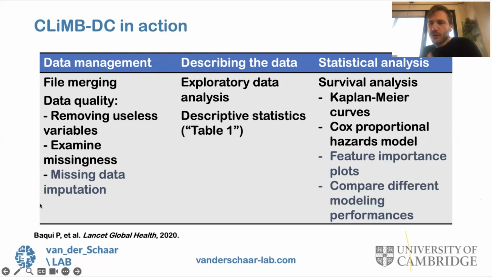What we're going to do is walk through a classic example of how we use biostatistical research. We're going to do some data management. We're going to merge some files together, and we're going to try to remove useless variables, examine missingness, and also try to impute some missing data. We have our classic methods for missing data, but maybe we can use some machine learning models in here. So we're embedding machine learning models in here.